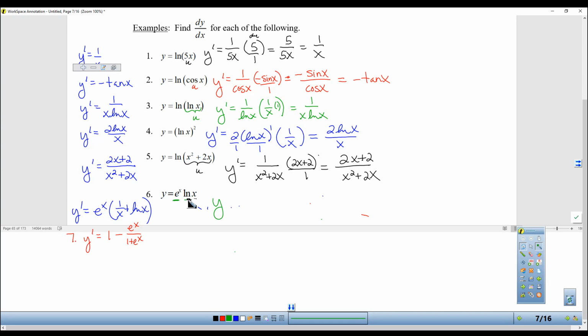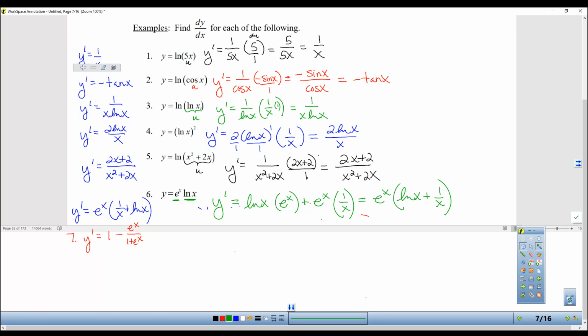Hopefully you see it. It's a product rule. Really easy to forget to use the product rule. The second times the derivative of the first. The derivative of e to the x is just e to the x. We learned that in part 1 of this video. Plus the first times the derivative of the second. And the derivative of ln of x is just 1 over x. Oftentimes you'll see these answers with the e to the x factored out, which would leave you with ln of x plus 1 over x. This answer has them reversed, but by the commutative property, that's okay.